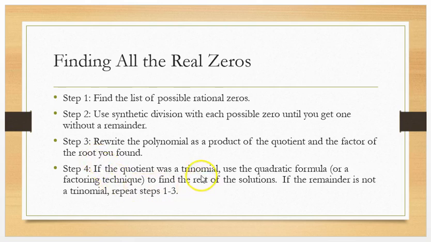Hopefully, at that point, you will just have a trinomial, like x squared plus x plus a number. If that's the case, you can either use the quadratic formula to find the last two answers, or you might be able to keep factoring depending on the numbers. Now, if it is not a trinomial, if what you're left with still has a bigger exponent, like x to the third power or x to the fourth power, then you'll have to repeat this process. You'll have to keep testing numbers until you find another one that works. Eventually, you'll get it down so that all that's left under your synthetic division is an x squared expression. Once you get there, use the quadratic formula or a factoring technique.